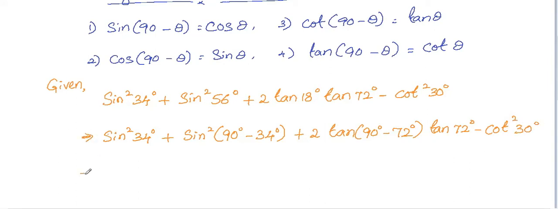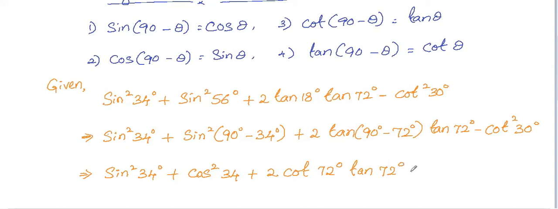Now write down the sine square 34 as it is, plus sine 90 minus 34, which means it's in the form of 90 minus theta. So here theta is 34 degrees. So it will become cos square 34. Similarly, tan 90 minus 72 becomes cot 72. And then tan 72 minus cot square 30.